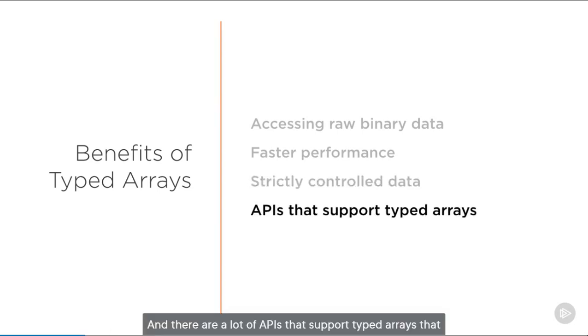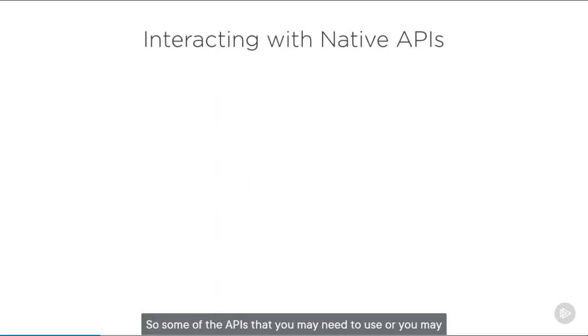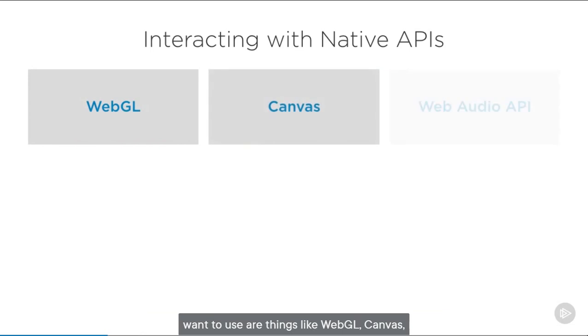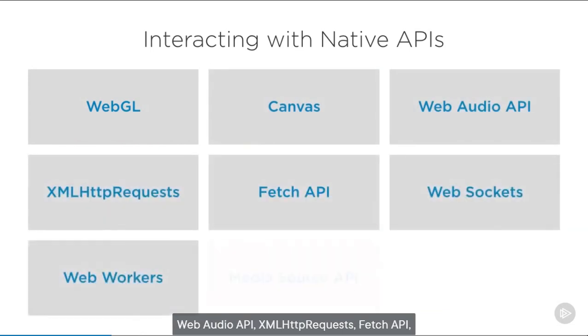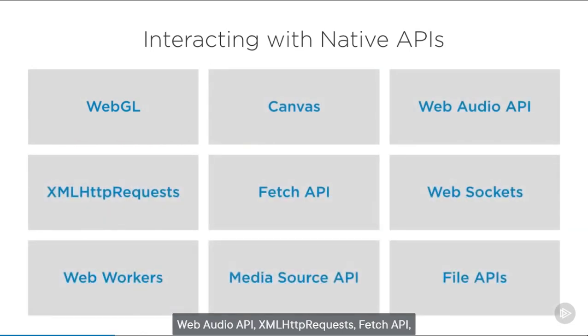And there are a lot of APIs that support typed arrays that you can use in order to get this faster performance and access to this raw binary data. Some of the APIs that you may want to use are things like WebGL, Canvas, Web Audio API, XMLHttpRequest, Fetch API, WebSockets, Web Workers, Media Source API, and File APIs. A lot of different APIs are available that will support typed arrays, and you can start using them right away.